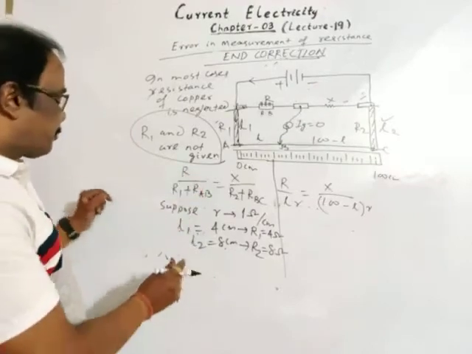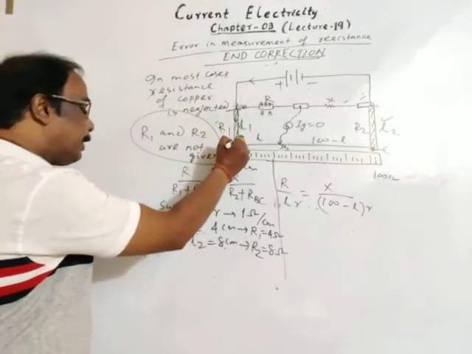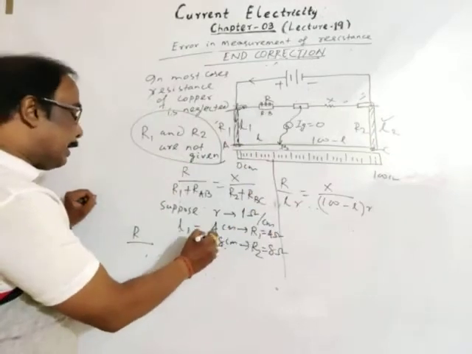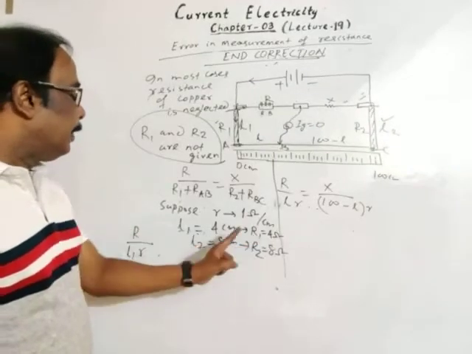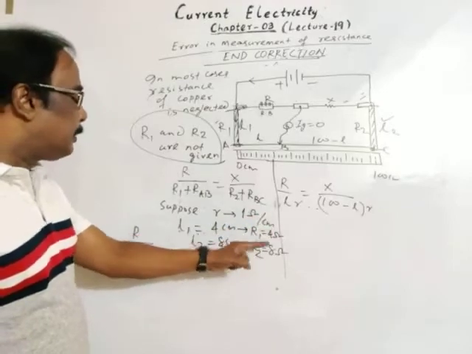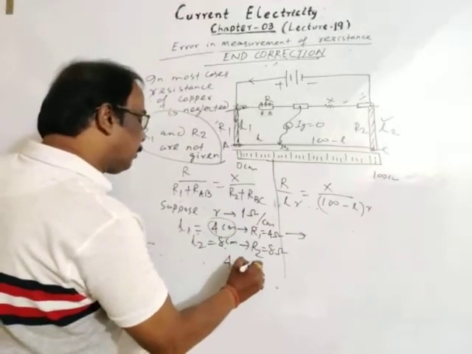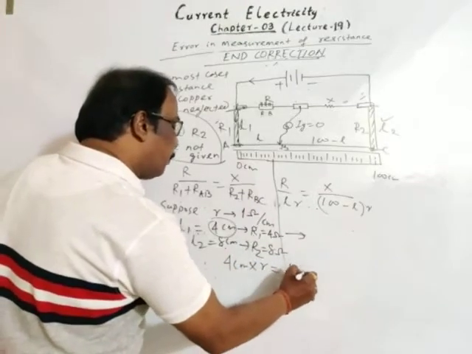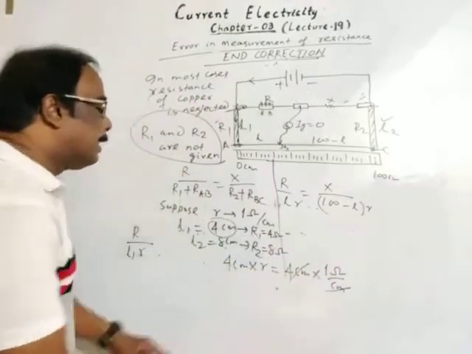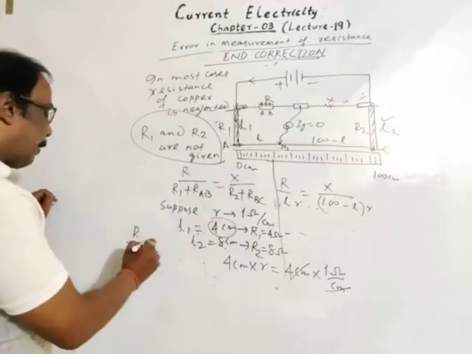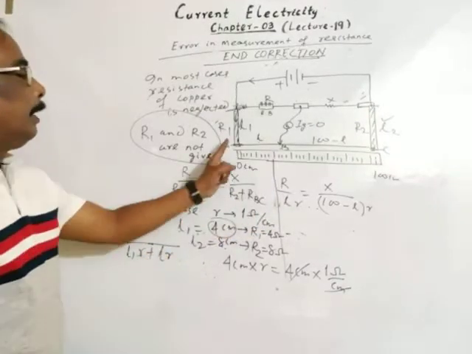Then we may take R divided by R1. R1 is the resistance of this part, which is L1 into r. See, this is L1 into r. L1 is 4 centimeter and r is 1 ohm per centimeter. So L1 is 4 centimeter into r, which equals 4 centimeter times 1 ohm per centimeter. Centimeter gets cancelled and the resistance is 4. So this is L1r plus RAB. In place of RAB, you may write L, the length of AB.